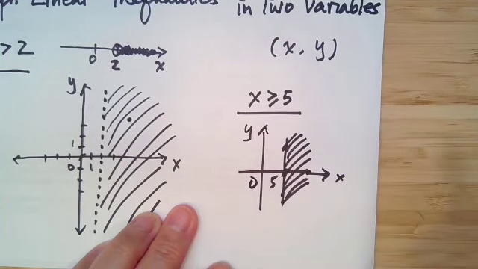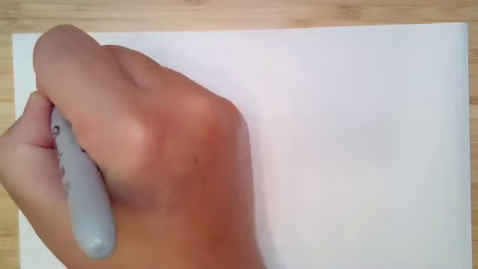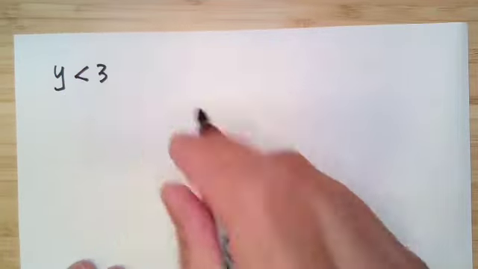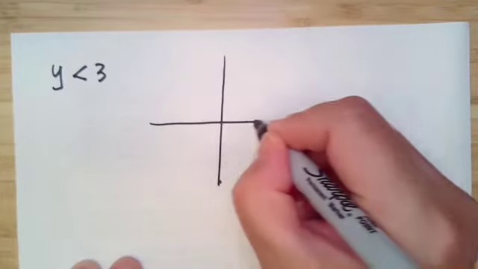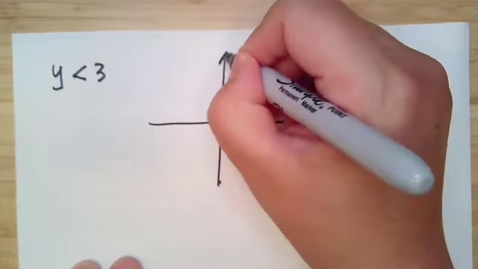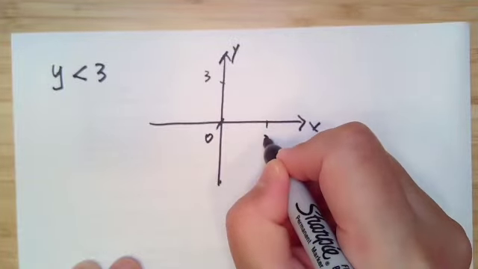All right, so this is the very basic idea about how to draw the graph. And let's draw something more. Let's draw y is less than 3. Okay, so you're going to do x, y. Here's a 0. Here's a 3. Y is less than 3.